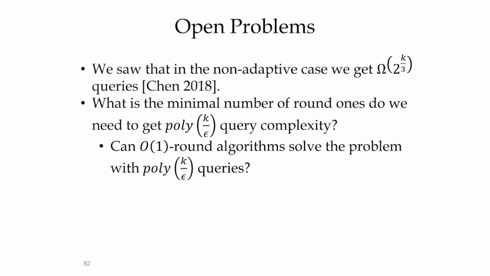Okay, so let's talk about some open problems that we don't have the solution to yet. We saw that in the non-adaptive case we get Ω(2^(k/3)) queries. And the question is, what is the minimal number of rounds we need to get poly(k/ε) query complexity? So this is one question: can all one-round algorithms solve the problem with poly(k/ε) queries?